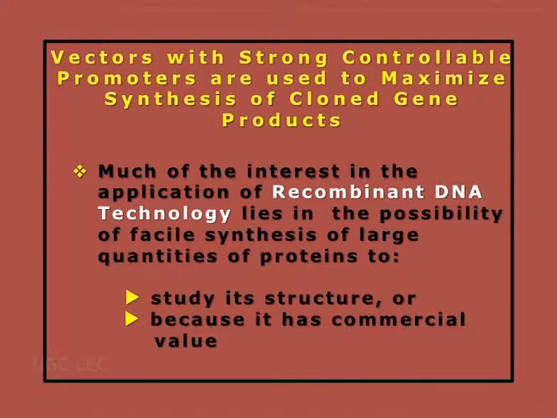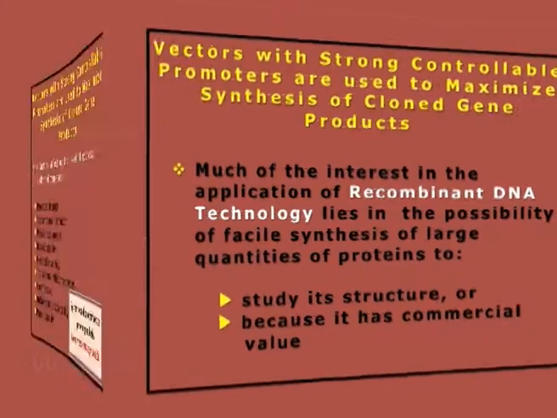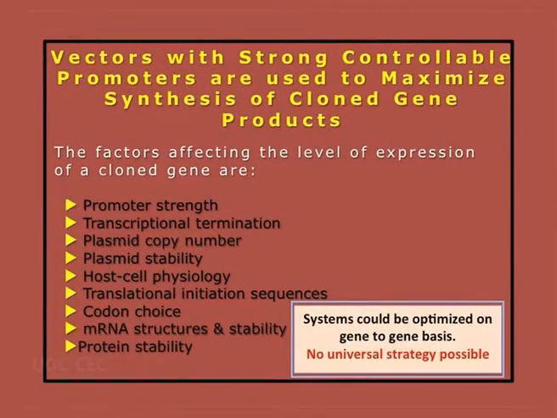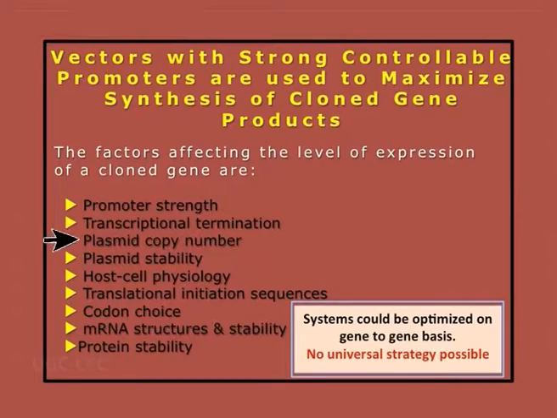The factors that affect the level of expression of a cloned gene are, number one, the promoter strength. Promoter strength indicates that if it is a strong promoter, then the number of transcripts synthesized per unit time will be very high. Secondly, the transcription termination signals. As I said, rho-independent transcription termination signals are used. Then the plasmid copy number. If the copy number of the plasmid is high, then the expression of the protein will also be high.